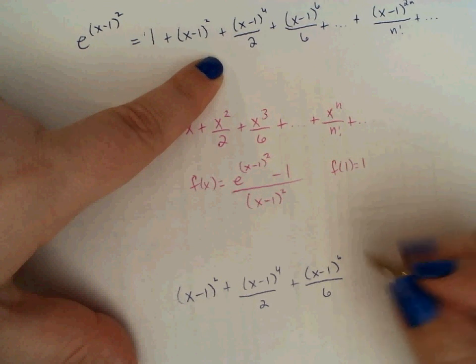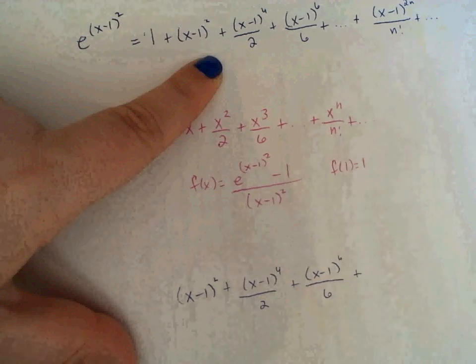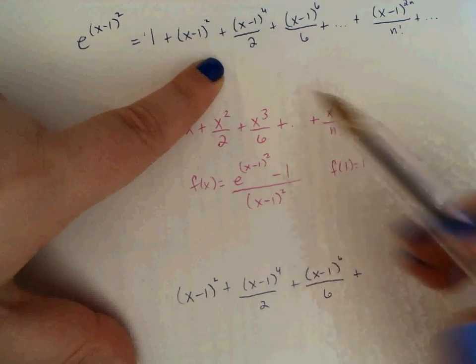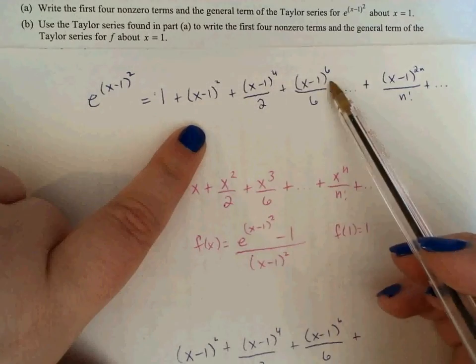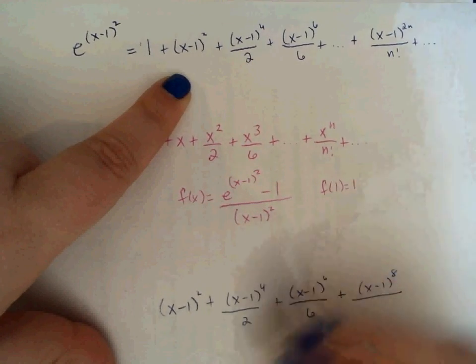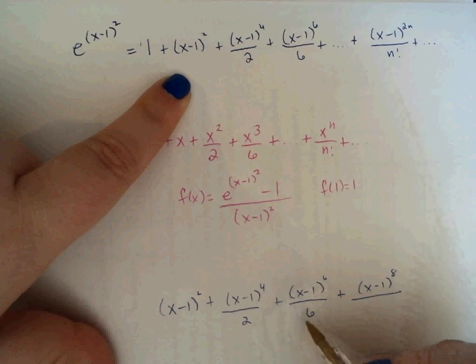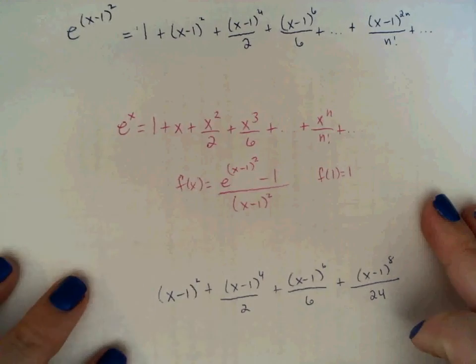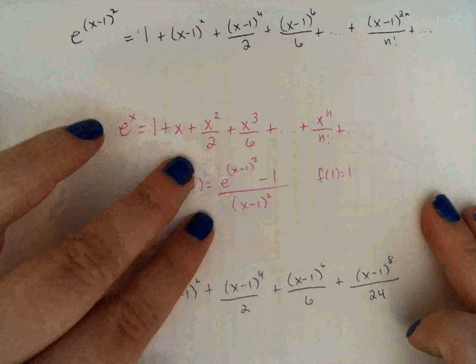Now what I'm going to need to do is go ahead and keep going because I need 4 non-zero terms, which means I need 1 more for this portion of the problem, of our answer anyway. So you can see the pattern, you're going up in even powers. So x minus 1 to the 8th, and then these are the factorials. So 1, 2 factorial, 3 factorial, 4 factorial, which is 24.